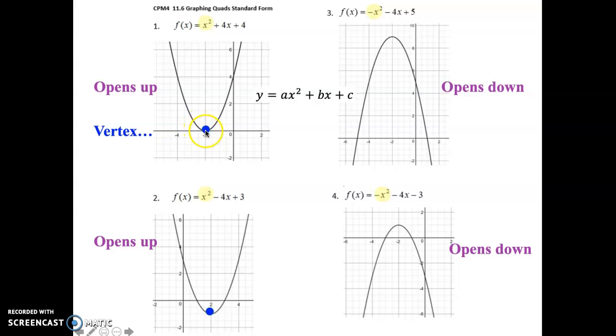The point at which, as my x values are increasing, my y values decrease, decrease, decrease, and then at this point they turn around and my y values start to increase again. This inflection point is called the vertex. We have a vertex here and a vertex here.